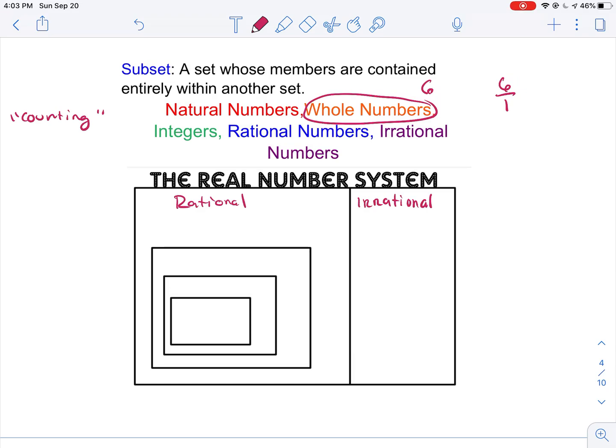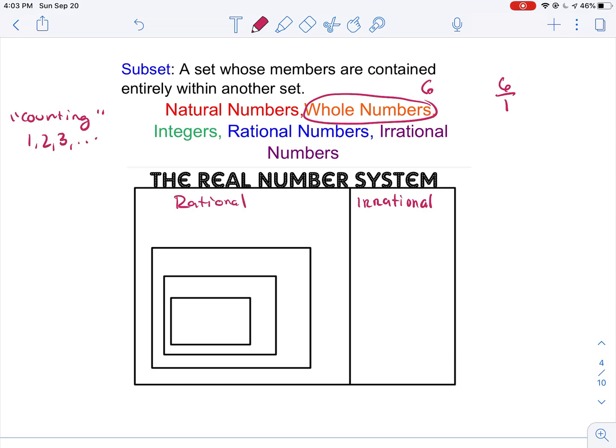So look at your hand, right? You can physically count 1 finger, 2 fingers, 3 fingers. Or think about oranges. You can count 1 orange, 2 oranges, 3 oranges. But you cannot physically count 0 oranges, right? Because that just means nothing's there. So natural numbers are going to be those numbers like 1, 2, 3.